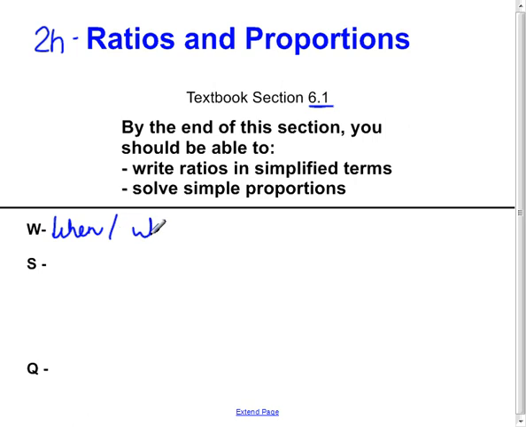Did you watch the video? S stands for the summary of what you watched, with details, be specific, and Q stands for question, any question that you have, you think somebody else might have in the class, or a question that could be on a test or quiz.